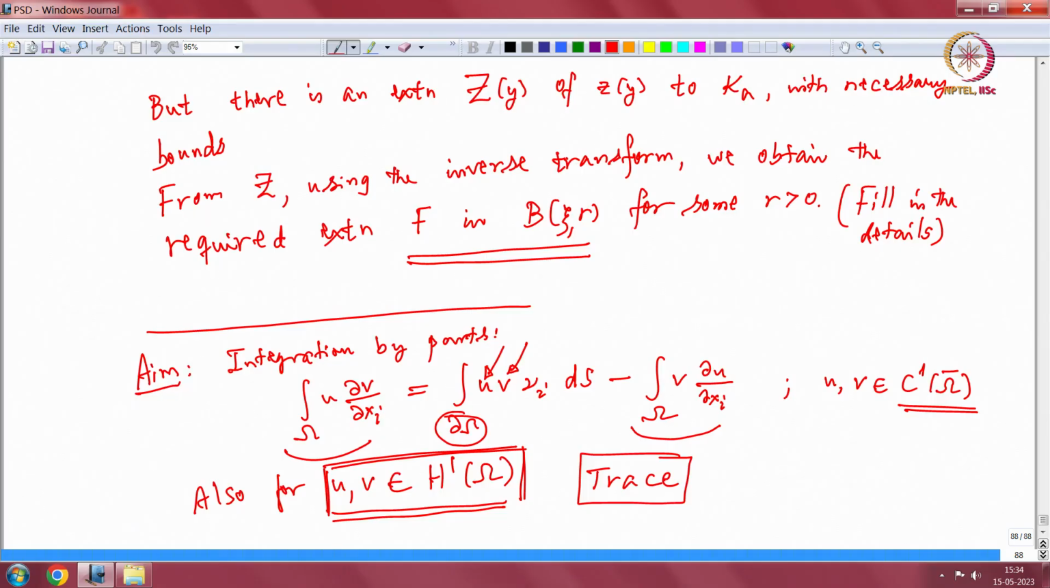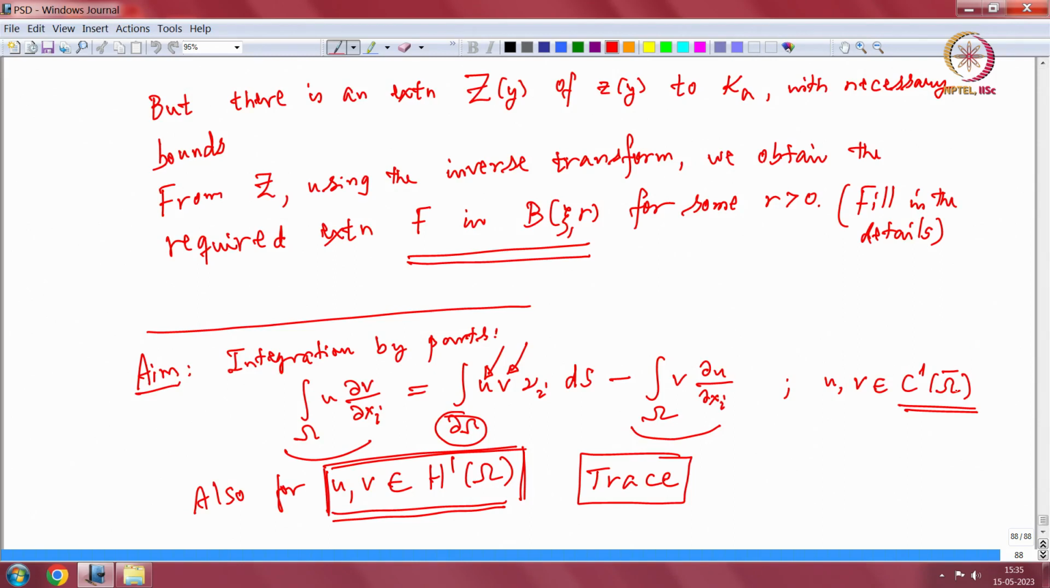Welcome back. We will continue the discussion on integration by parts. As noted earlier, if you want to establish integration by parts for functions in H1(Ω), we need to define the values of these H1 functions on the boundary, which we call the trace. That's the first task, and then we use the density.